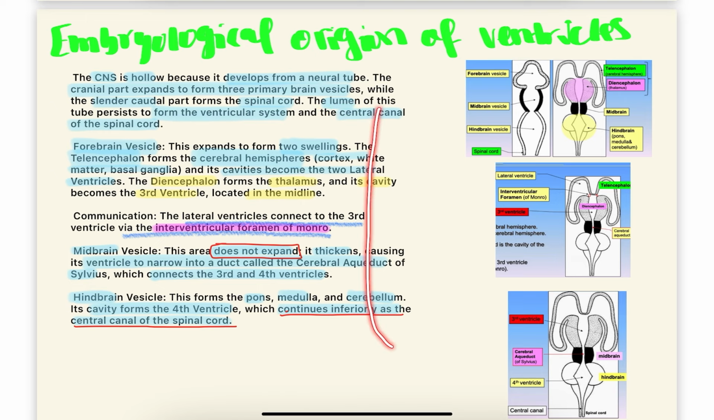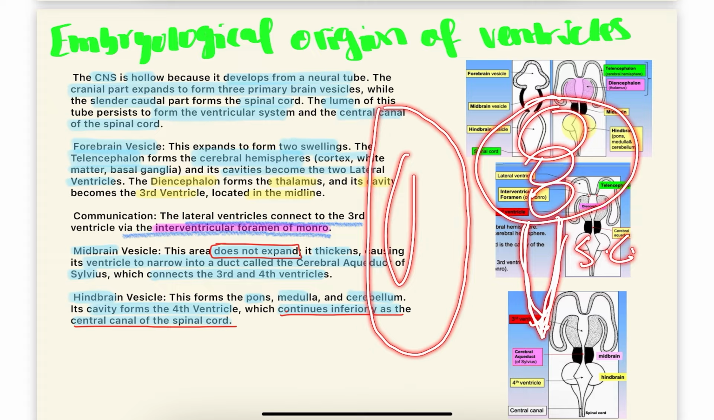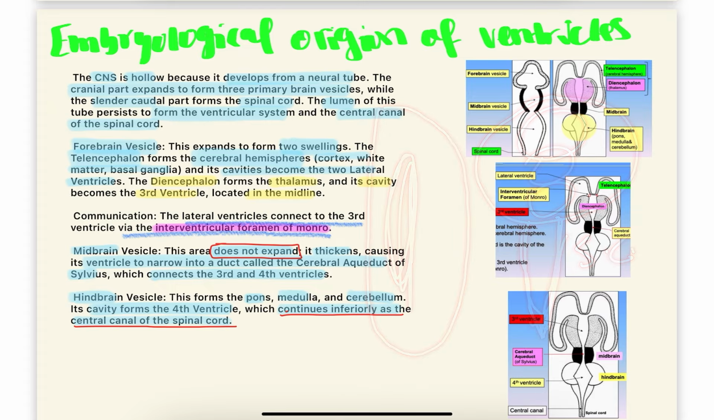So again, I have this neural tube. The upper part will become expanded into three vesicles. The lower part will be slender, more narrow, and give me the spinal cord. What about the lumen, the inside of the neural tube? It will give me the ventricular system. Remember the cavities we talked about, plus the central canal of the spinal cord, not the spinal cord itself, the central canal.